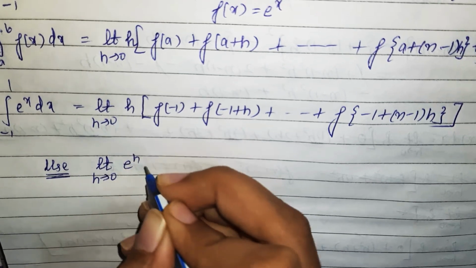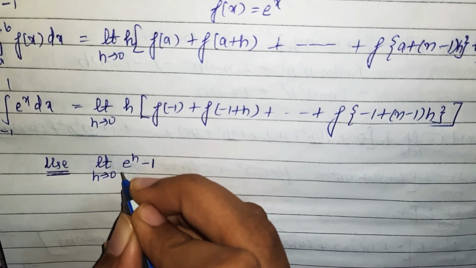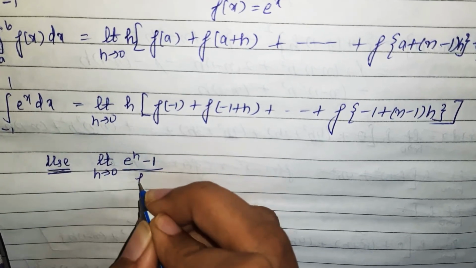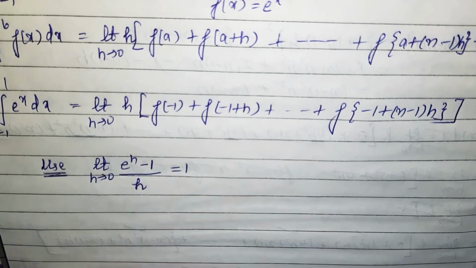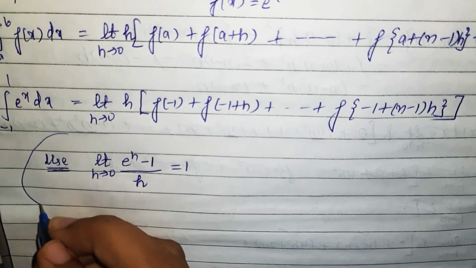That formula is: the limit of (e raised to the power h minus 1) upon h is equal to 1. So we will use this. Now come to this question.